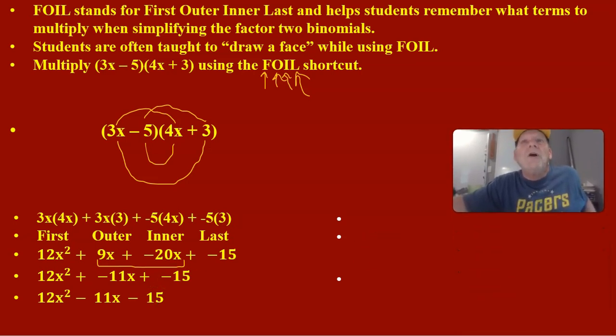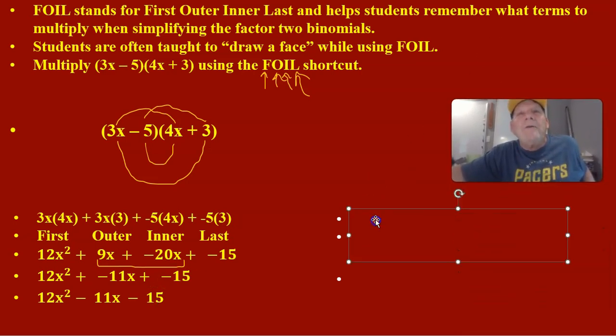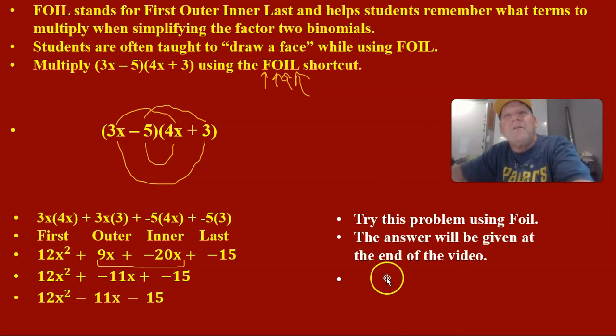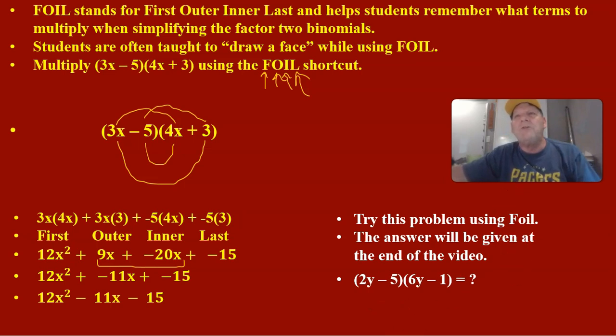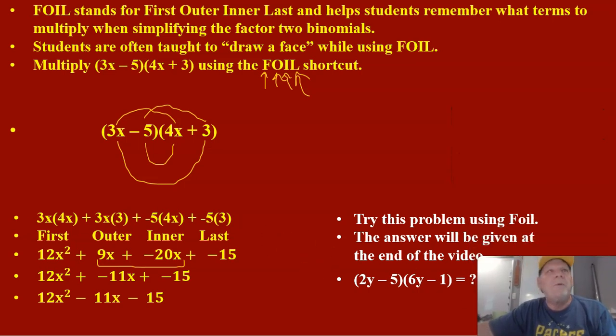All right, so we're about done with this math minute, but I'm going to give you another problem to try while you can just do it real quickly while it's fresh in your mind. So try 2y minus 5 times 6y minus 1. See if you can work it out on a piece of paper while I finish this video up. And we'll see how well you can do.